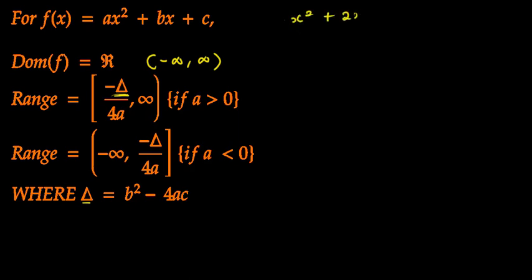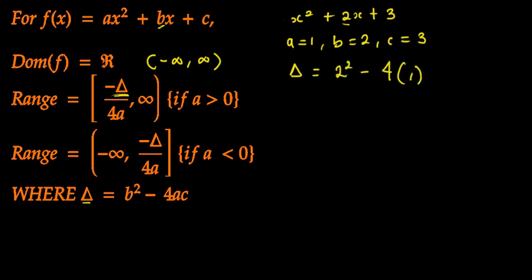In our first example, we did x squared plus 2x plus 3. Our a was equal to 1 here, our b is equal to 2, and our c is equal to 3. So we are going to find out what the discriminant is. b squared minus 4ac is going to be 2 squared minus 4 times 1 times 3, which is equal to 4 minus 12, which is equal to minus 8. So we found out that our discriminant is equal to minus 8.